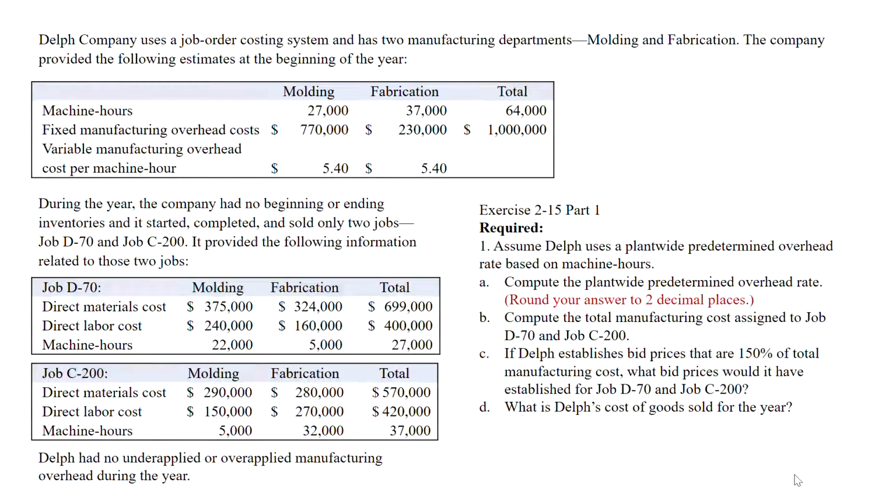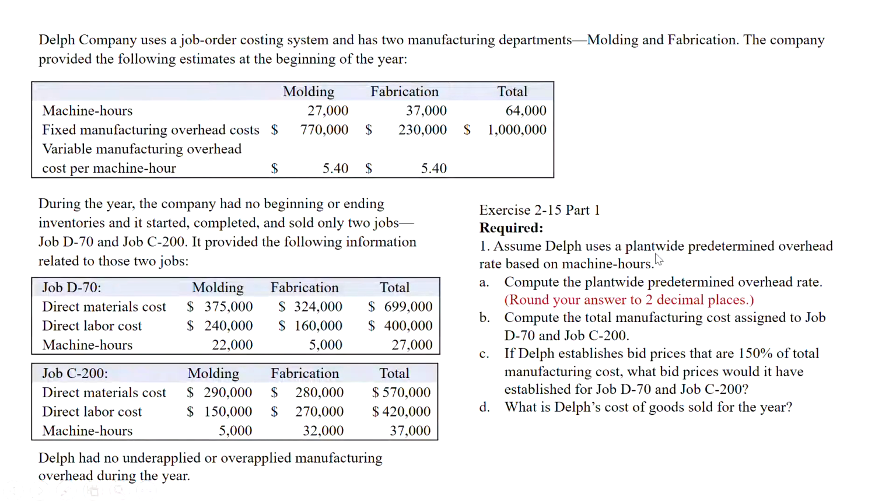This scenario is a job order cost problem where we end up calculating predetermined overhead rates, using that to apply overhead, then calculate manufacturing costs to individual jobs. Like here we have job D70 and job C200, and ultimately then we're also trying to calculate the sales price, and we're going to compare and contrast. This video is going to cover part one.